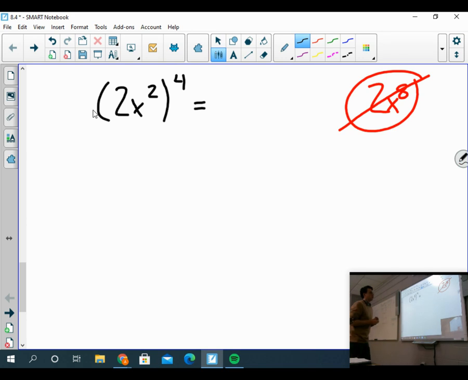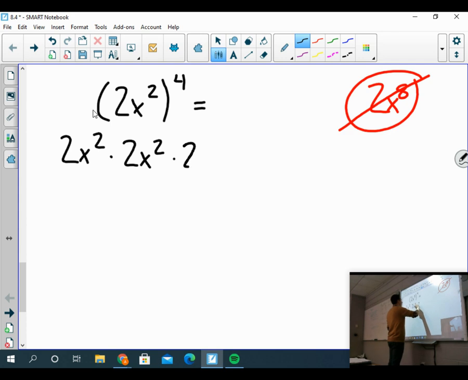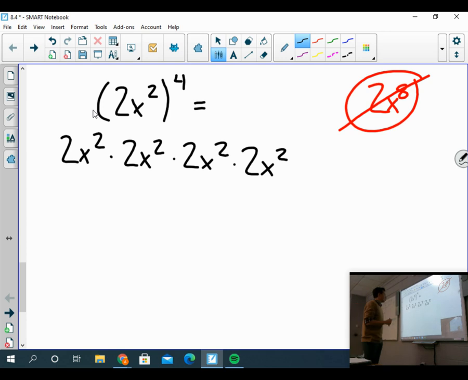As we have always said, to understand exponents, when in doubt, write them out. So let's write out what 2x squared to the 4th means. What that means is I have 4 2x squareds multiplied together. Exponents are repeated multiplication. And using my 8.3 logic, I notice that I have a bunch of stuff multiplied together, right? How are all these 2's attached to the x squareds? Well, they're being multiplied. Put in some little multiplication symbols there.